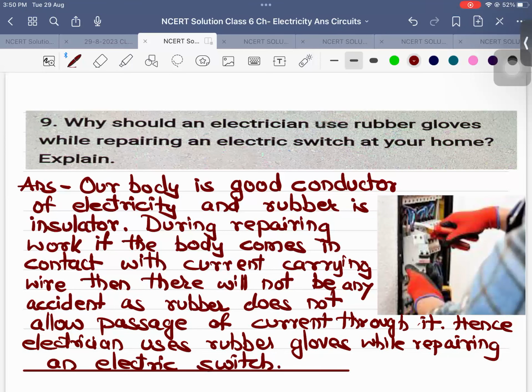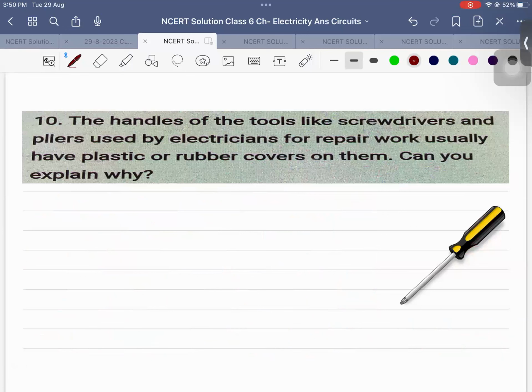Question number 10. The handles of the tools like screwdrivers and pliers used by electricians for repair work usually have plastic or rubber covers on them. Can you explain why? So, plastic or rubber is an insulator, which does not allow electric current to pass through it. The handles of these tools have coverings of plastic or rubber so that electric current may not pass through these tools to the body of the electrician to harm him.